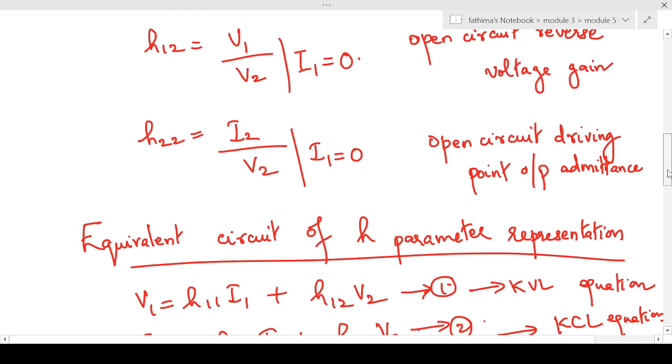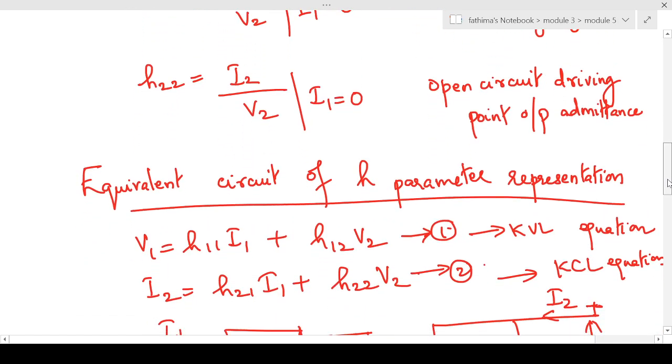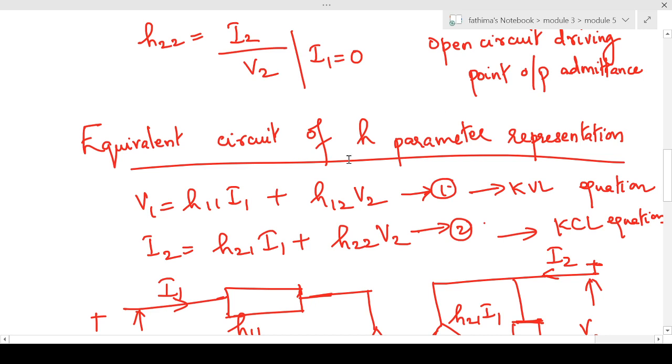Now next is the equivalent circuit of H parameter representation. So we know the equation for H parameter circuit as V1 is equal to H11 I1 plus H12 V2, and I2 is equal to H21 I1 plus H22 V2. So first one is the KVL equation and second one is the KCL equation.